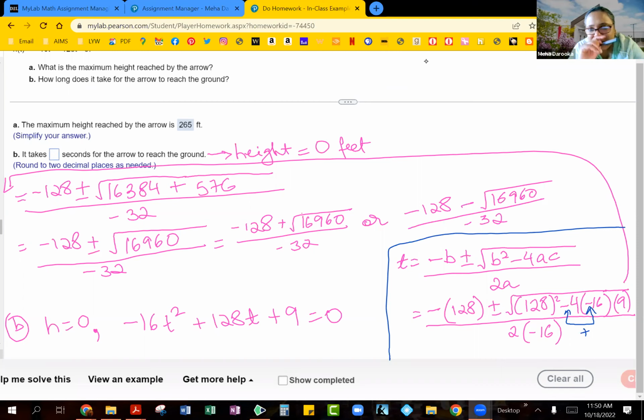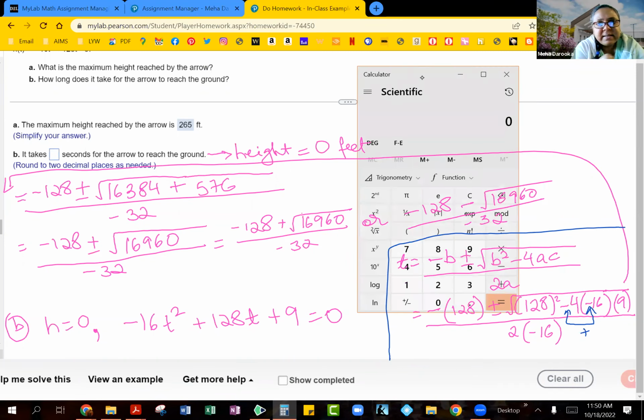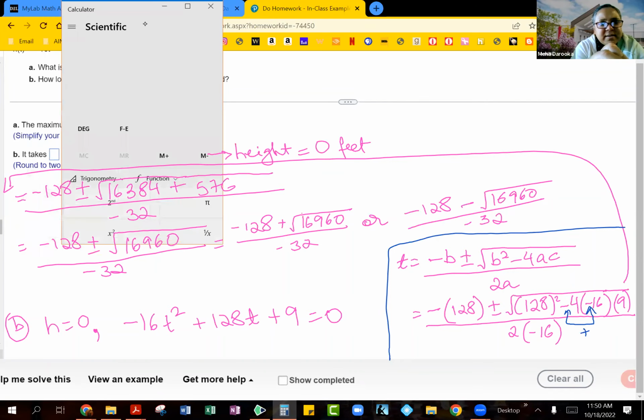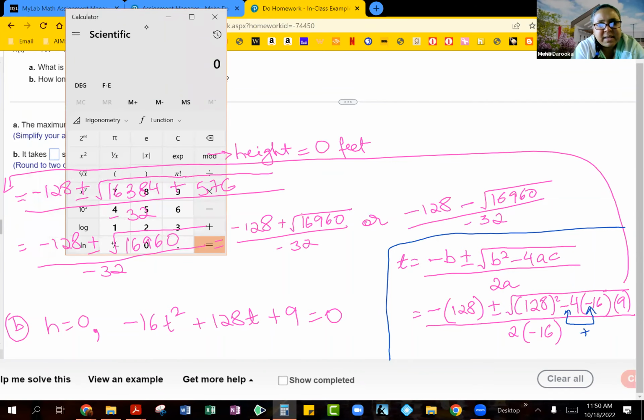Okay, so let's see what this guy will give us. Kind of trying to navigate it so it's not hidden by all my writing, but that doesn't seem to be working out.